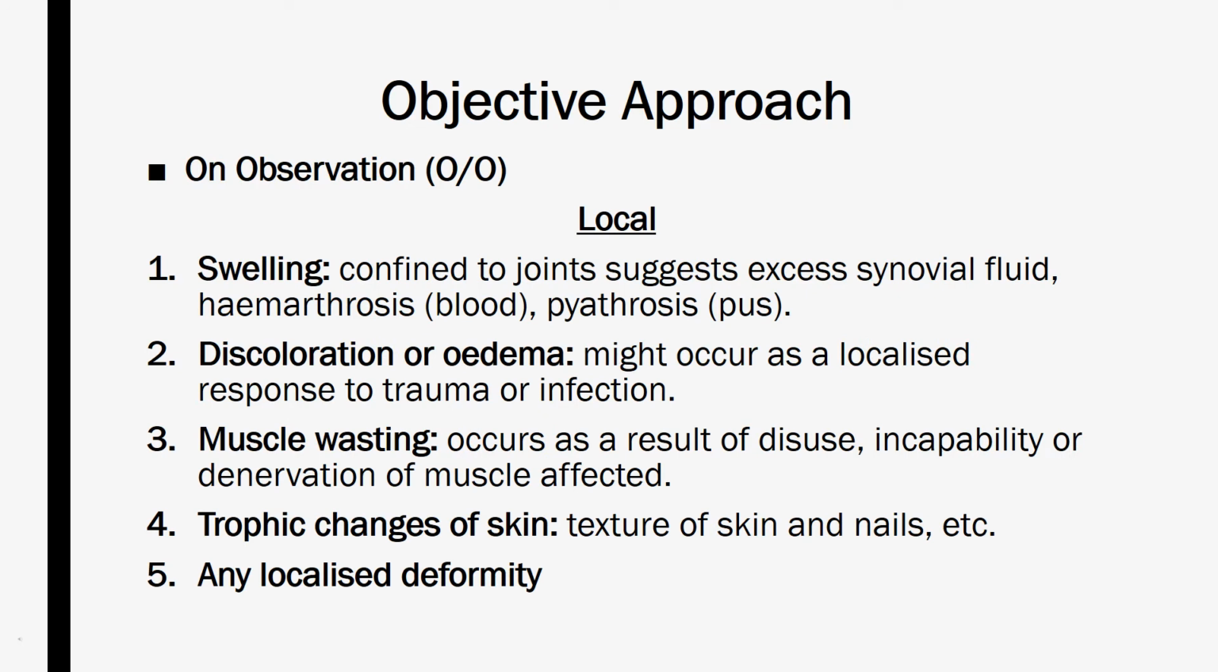Localized observation or local observation. Number 1, swelling confined to joints suggests excess synovial fluid. Hemarthrosis is the presence of blood. Pyarthrosis is the presence of pus. Second, discoloration or edema might occur as a localized response to trauma or infection. Number 3, muscle wasting occurs as a result of disuse, incapability or denervation of the muscle affected. Number 4, trophic changes of skin, texture of skin and nails, etc. Number 5, any localized deformity.